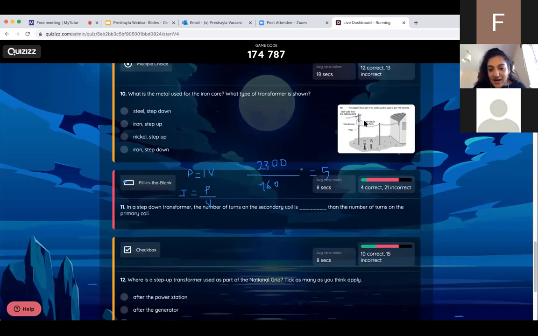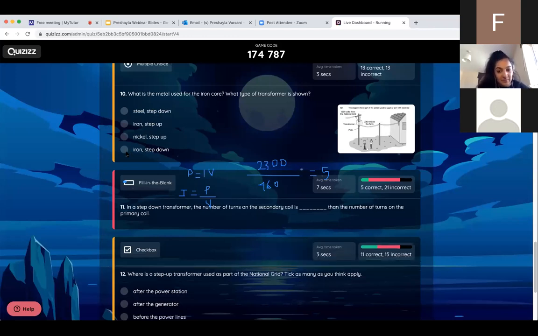For this one, you had a picture and it took 1,200 volts from the national grid and changed it into 230 volts to the farm. So because it's going from 1,200 to 230, it decreases the voltage, which therefore means it's a step down. That leaves you with two answers, steel, step down, and iron, step down. And we know that all transformers are made out of iron because it's easily magnetized, so the correct answer would have been iron, step down.